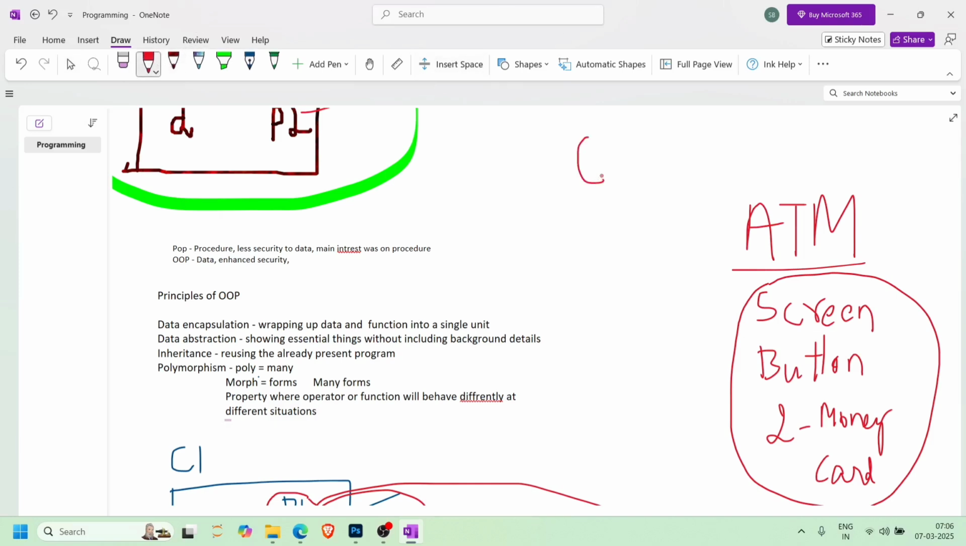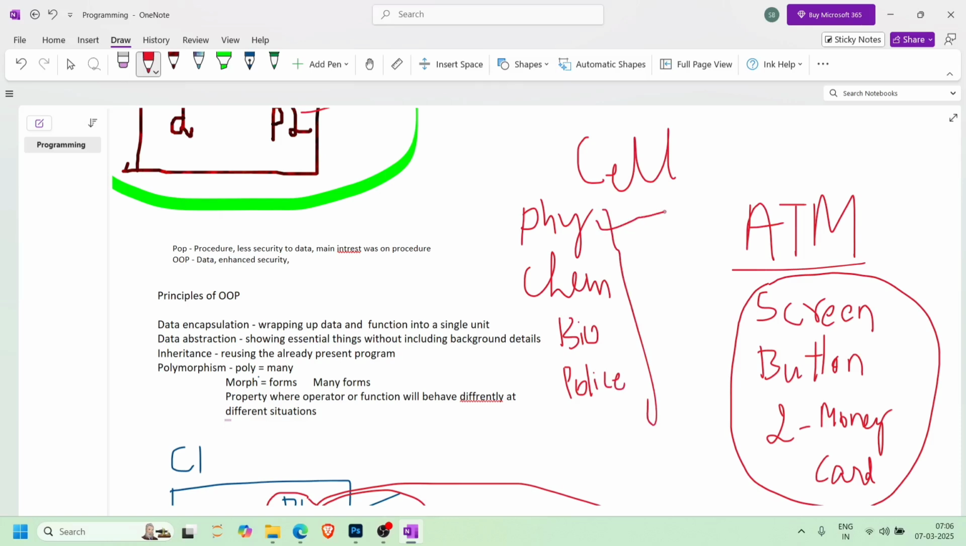Do you know the word cell? With respect to physics, what do you mean by cell? With respect to chemistry, what do you mean by cell? With respect to biology? With respect to police? The spelling and pronunciation are the same, but in physics it is a battery cell. In chemistry it is some other cell. In biology it is a biocell. In police terms, cell means jail. The cell is behaving differently in different situations.